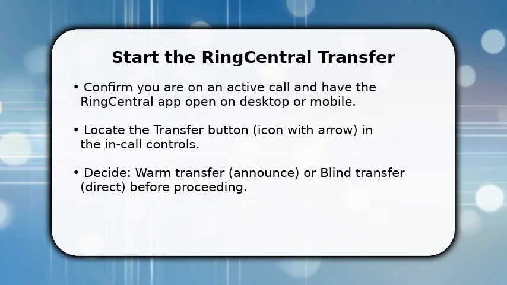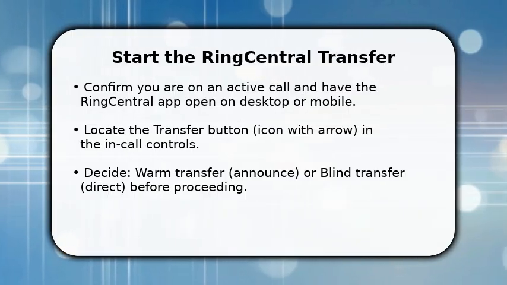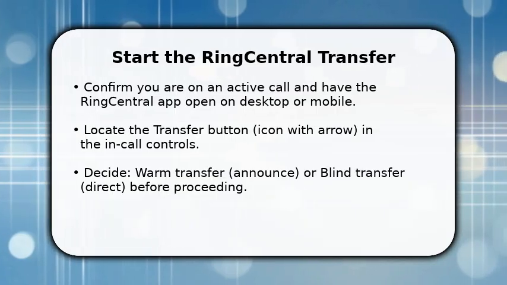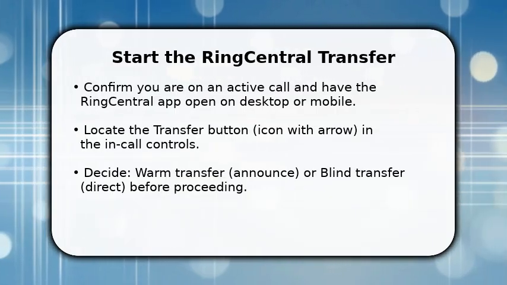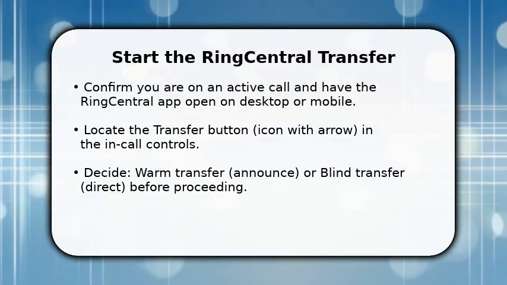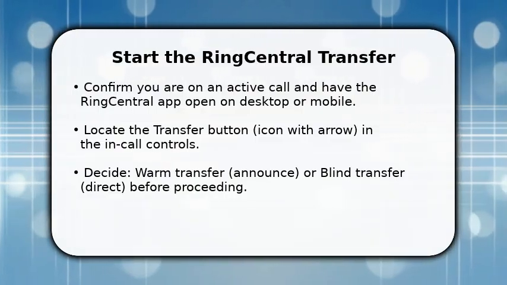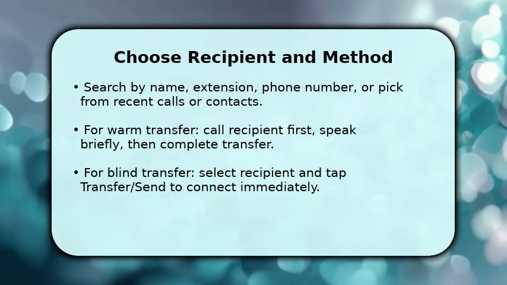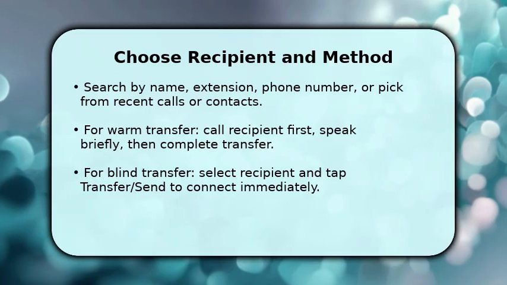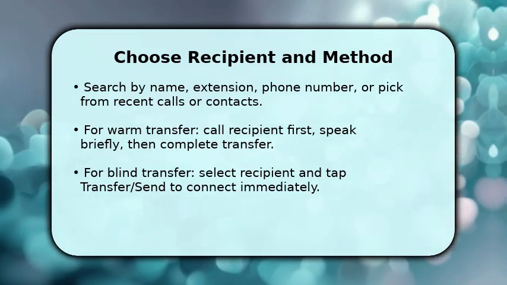Choose a warm transfer if you need to speak with the recipient first, or pick blind transfer to send the call immediately. You do this because a warm transfer improves context and customer experience, while blind transfer is faster for straightforward redirects. Once done with the transfer menu, search for the recipient using name, extension, or number. You can also pick from recents or favorites.